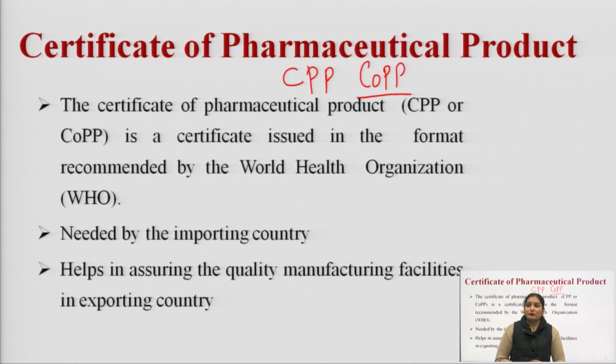What is COPP? Certificate of pharmaceutical product. This is the certificate that is issued in the format recommended by the World Health Organization, WHO, and this certificate is needed by the importing country when the importing country lacks the proper quality assurance testing facilities. Then it needs the certificate from the exporting country to get assured about the quality of the pharmaceutical product.